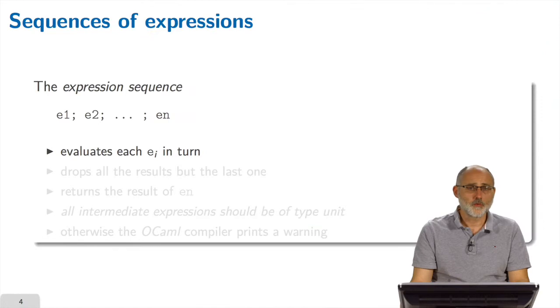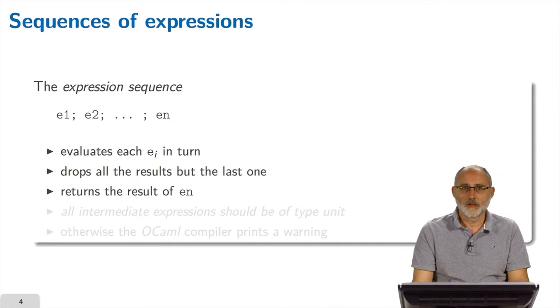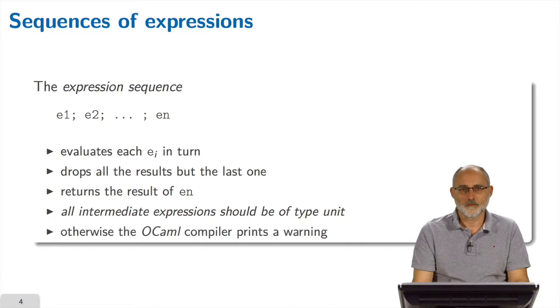An expression sequence is a list of expressions, like here in E1 to En, separated by semicolons. The evaluation of an expression sequence actually performs evaluation of each of the Ei in turn, from the first to the last one. All the intermediate results are dropped, and we get as a final result the result of the last expression in the sequence. It is expected that all the intermediate expressions are of type unit, since we are dropping their values. Otherwise, your OCaml compiler prints a warning for you.